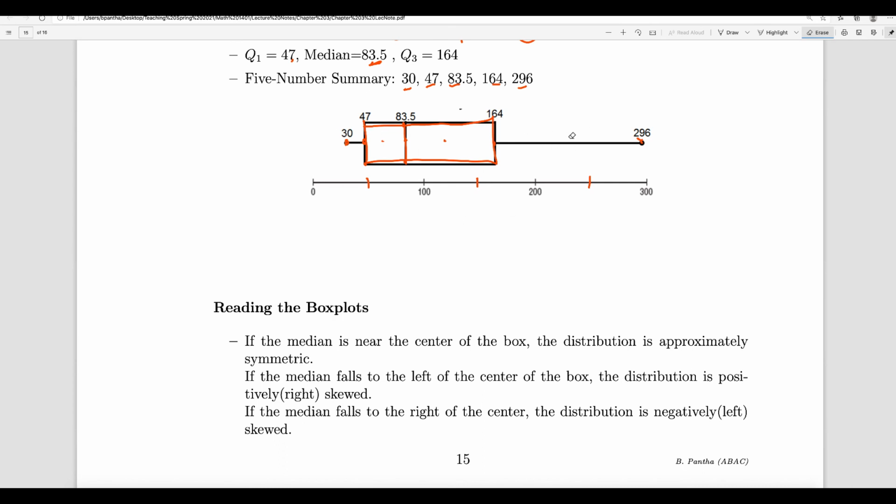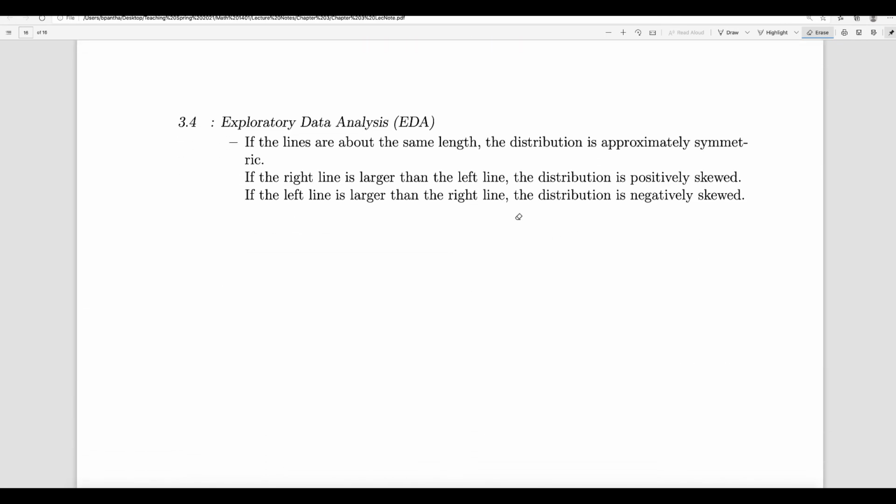If the right side line is longer, then we call it right skewed. If the left side line is longer, then we call it left skewed. That's what it is saying.